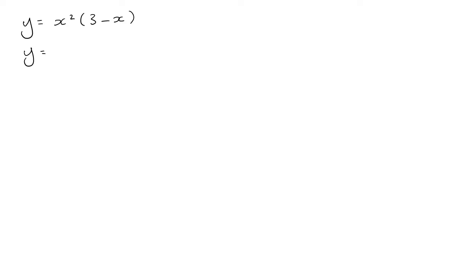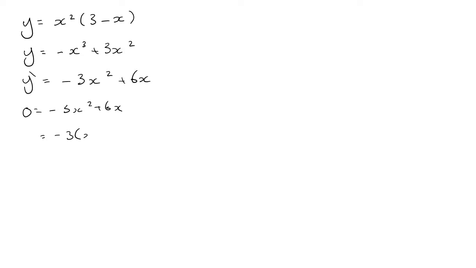Y equals negative x cubed plus 3x squared. So the derivative of y is equal to negative 3x squared plus 6x. To find the stationary point, we need to make y dash equal to 0. So 0 equals negative 3x squared plus 6x.